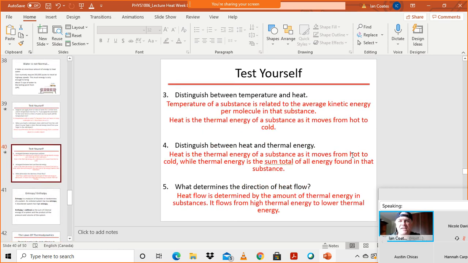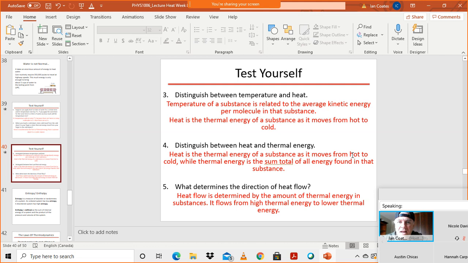Number three, distinguish between temperature and heat. Okay, the temperature of a substance is related to the average kinetic energy of that substance. Heat is the thermal energy of a substance as it moves from hot to cold. Interesting. Distinguish between heat and thermal energy.